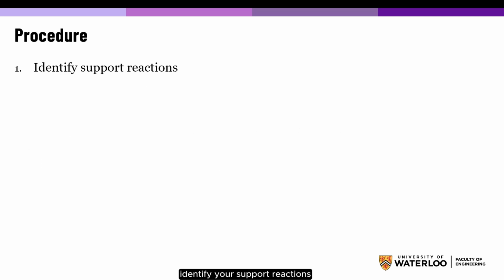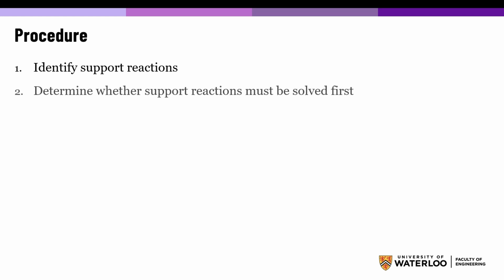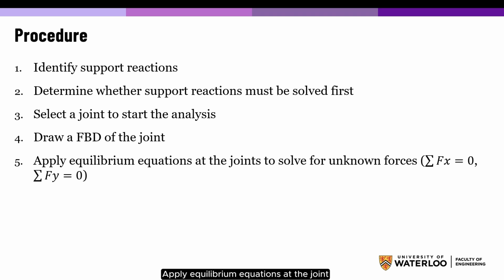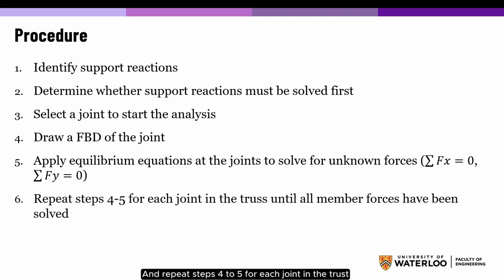First, identify your support reactions. Determine whether support reactions must be solved. Select a joint to start the analysis. Draw a free body diagram of the joint. Apply equilibrium equations at the joint to solve for unknowns. And repeat steps 4 to 5 for each joint in the truss until all member forces have been solved.